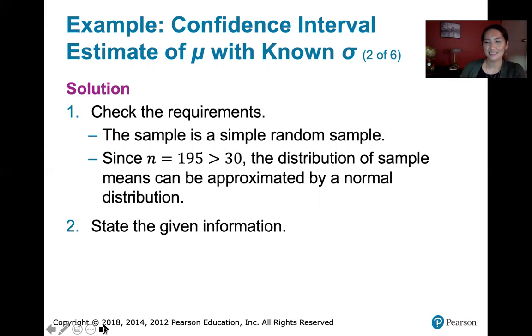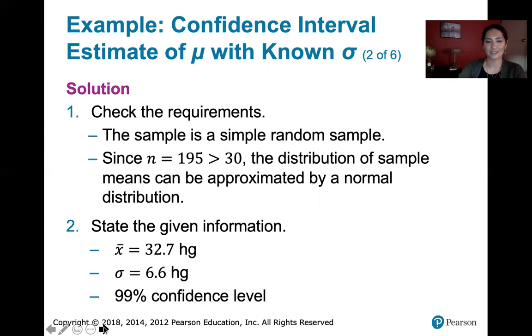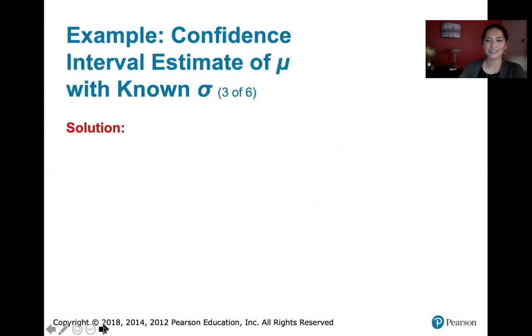Next thing I would do is state the given information. We were told that the sample mean is 32.7 hectograms. We were given the population standard deviation of 6.6 hectograms, and we were asked for a 99% confidence level. That's important because that's going to determine the critical z value. Next, we need to compute that critical z value.